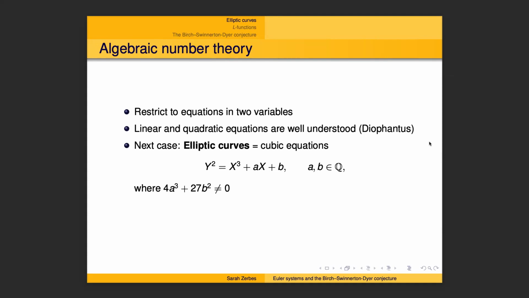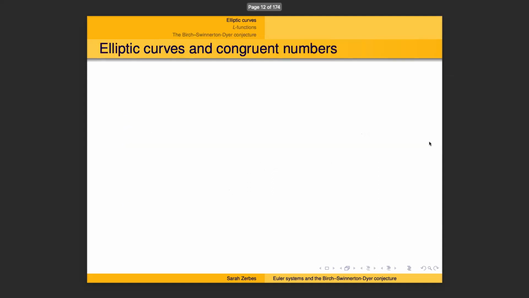There is, of course, a question: why should one care about this at all, except that it's the next easiest case to what Diophantus already studied? Well, it turns out that these elliptic curves are lurking in the background of many famous problems in number theory. One famous example is Wiles' proof of Fermat's last theorem, where elliptic curves play a very important role. But I want to talk about another motivating example where elliptic curves come in through the back door, namely the congruent number problem.